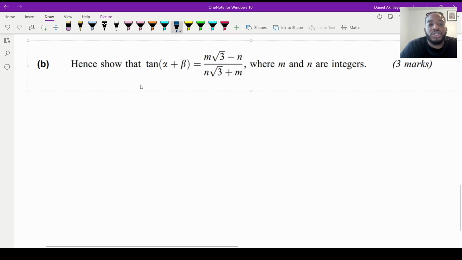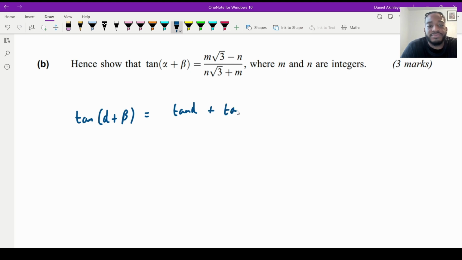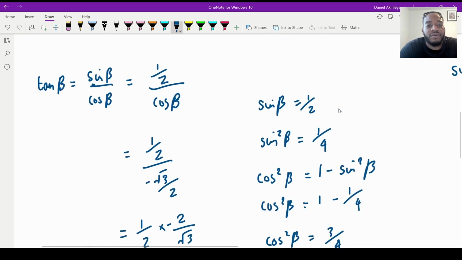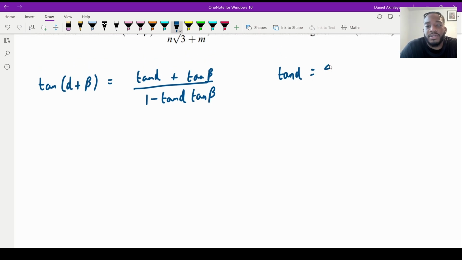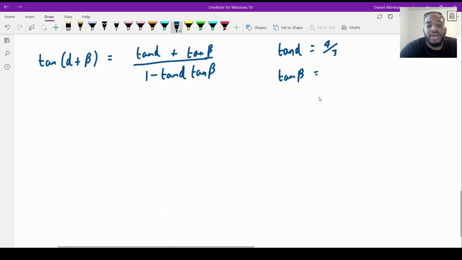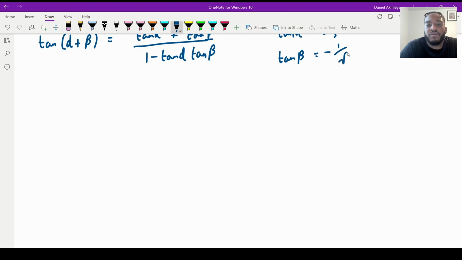Now remember your addition formula for tan. Tan of alpha plus beta is equal to tan alpha plus tan beta, divided by 1 minus tan alpha tan beta. So all I would need to do for this one is just plug in my values of tan alpha and tan beta. And we know that tan alpha, let me just remind myself, tan alpha was equal to 4/3. So I've got this here. And tan beta is equal to negative 1 over root 3.